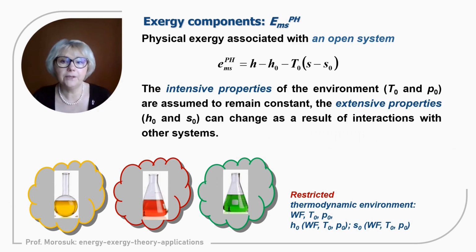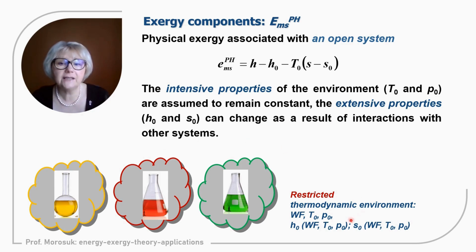And using this example, now I will repeat one definition about the properties of the restricted thermodynamic environment that we discussed in the previous lectures, and I already told you that it is very difficult to follow the explanation without an example. So now let us repeat the definition of restricted thermodynamic environment. Intensive properties of the environment, meaning temperature and pressure, are assumed to remain constant regardless of how many substances are involved, but extensive properties, meaning enthalpy and entropy, can change as a result of interactions with other systems.